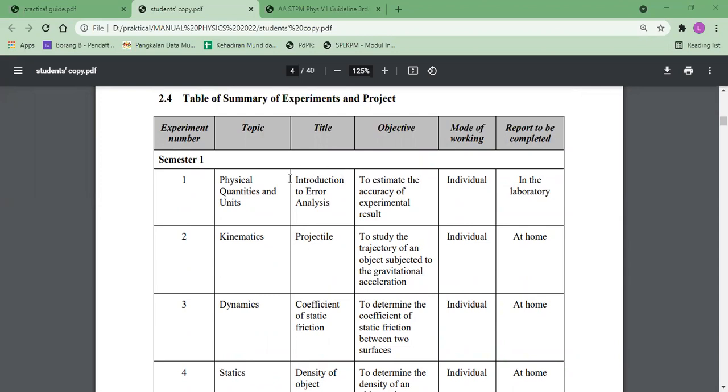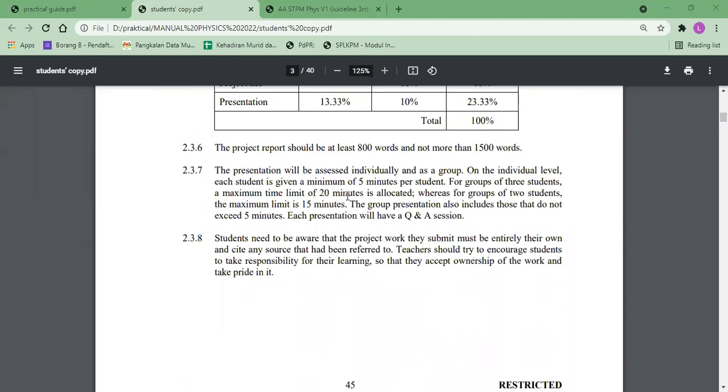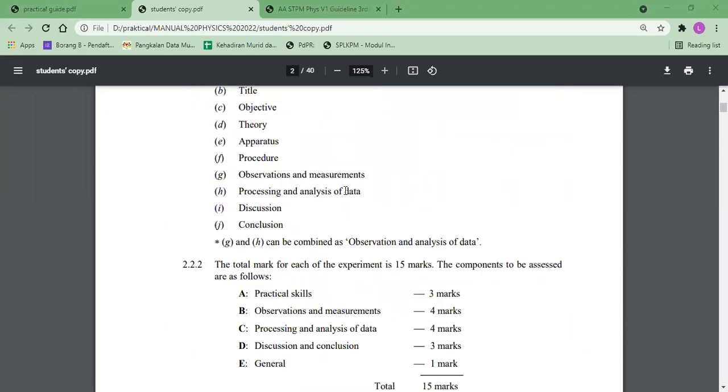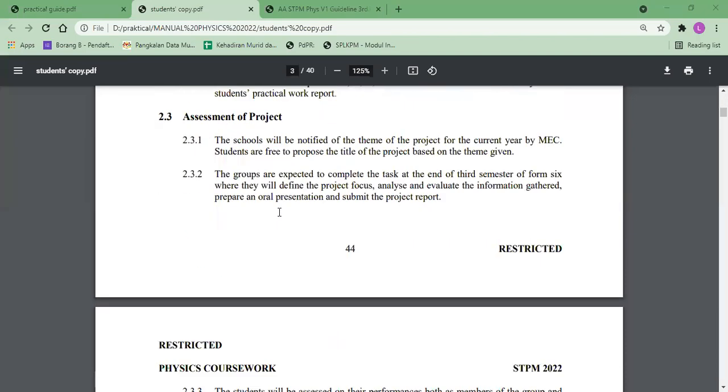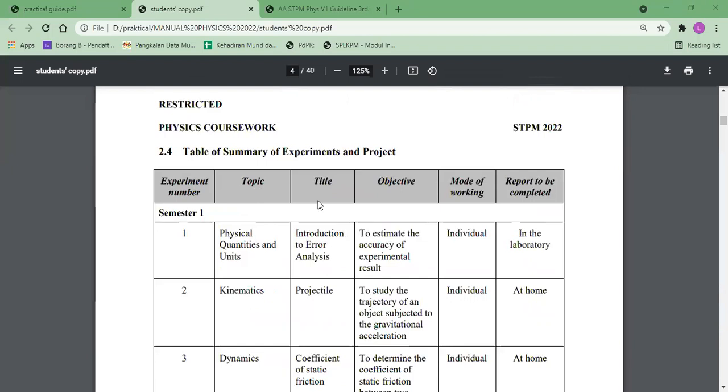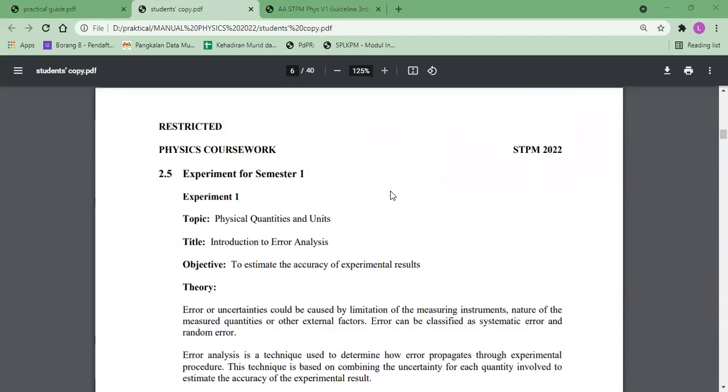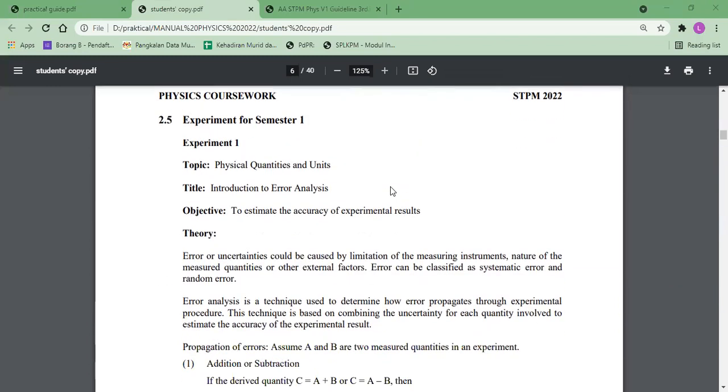The title here is introduction to error analysis. So just now for your experiment, you need the topic, title, objective, theory, right? So here you can notice the topic, title, objective. Actually all of this is experiment one. You just get it from the manual. So here, experiment one, what you need to write in your report, your report must include all these things. This means recopy the manual.